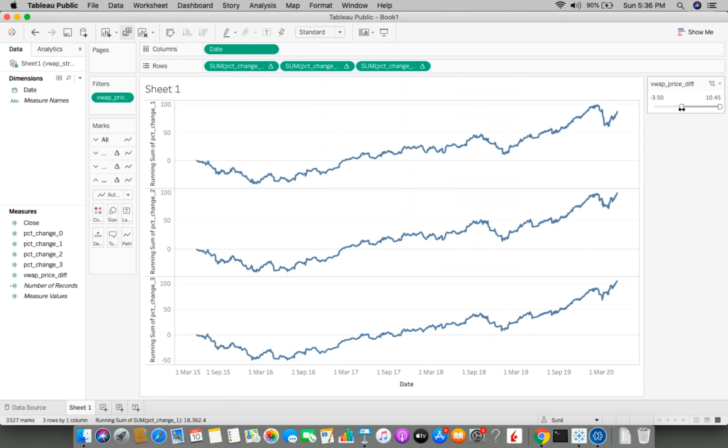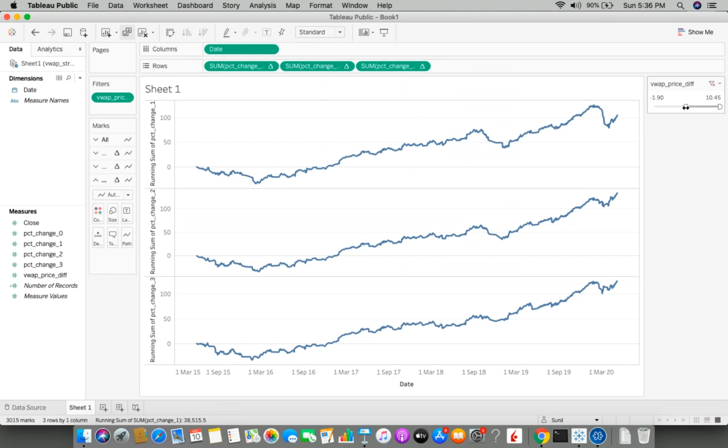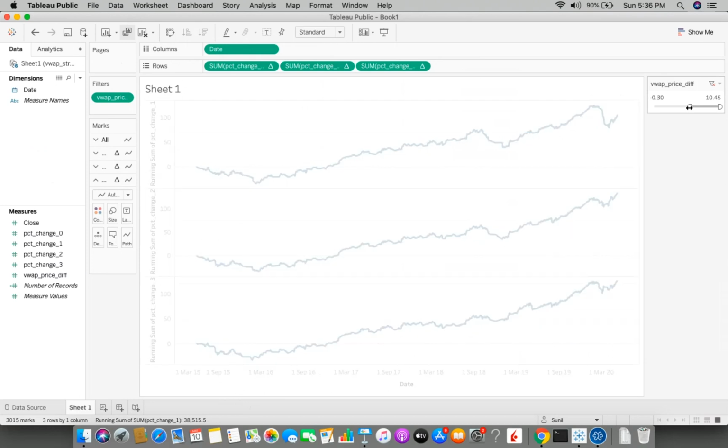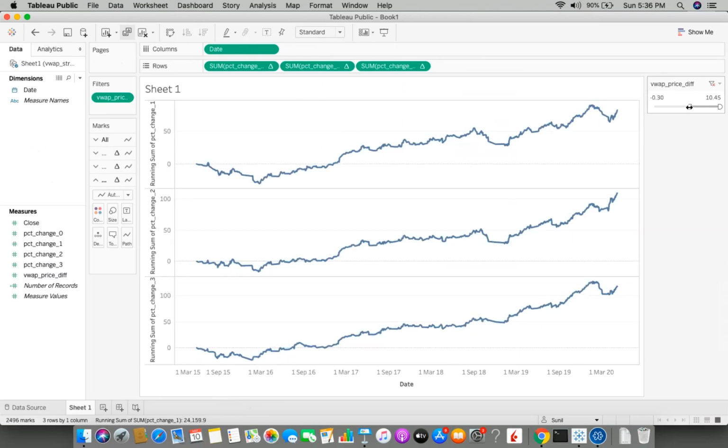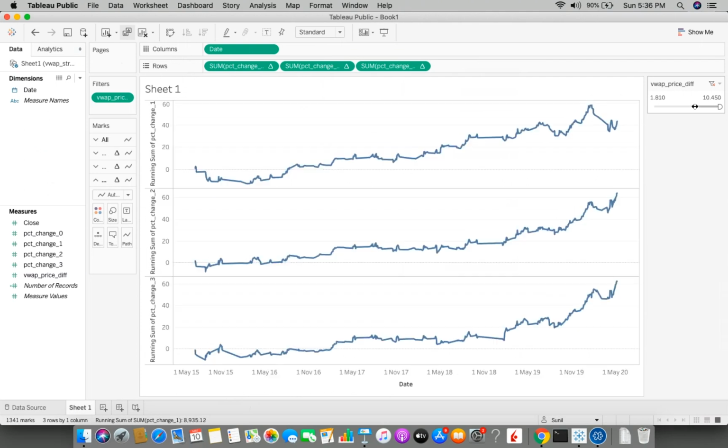See, if I move the VWAP price difference to the left side, that is the negative side, the returns are getting bad. See, the drawdowns are too much. Let us move it to the right side. Drawdowns are getting better, more better, a little better. It is better on day 2 and day 3 and less better on day 1.